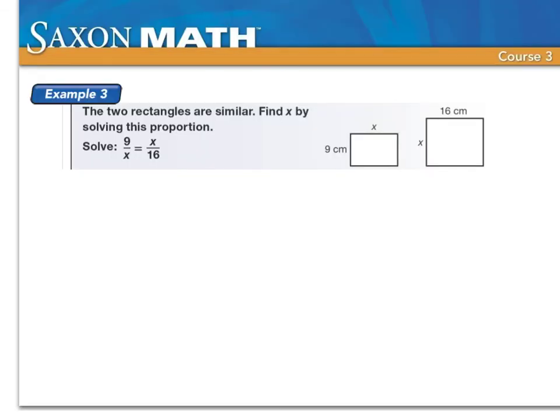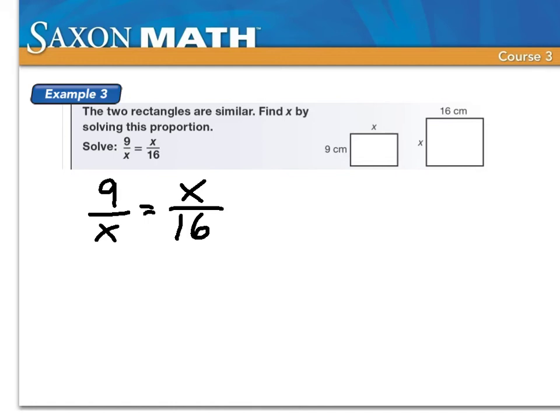Okay, example 3. The two rectangles are similar. Find x by solving this proportion right here. So I'm going to rewrite this. Now I told you that there's going to be a point in time where, when we wanted to solve for x, we had to get away from multiply these two and divide by something else. And we had to know how to do cross products. And this is that example.